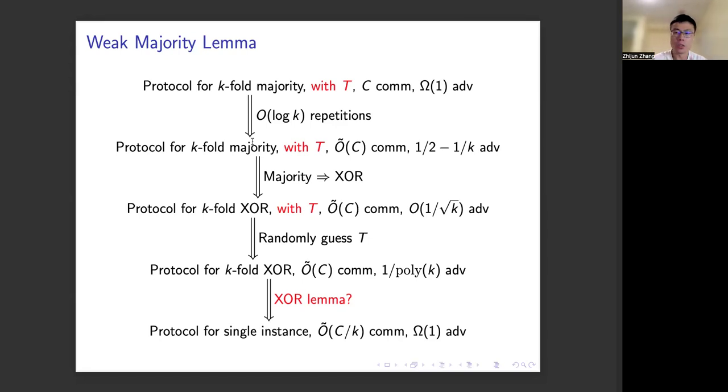And now, suppose we have some sort of XOR lemma as opposed to the majority lemma. It will give us a protocol for computing a single instance of the decisional mean universal relation problem with roughly 1 over k times the computation and constant advantage.